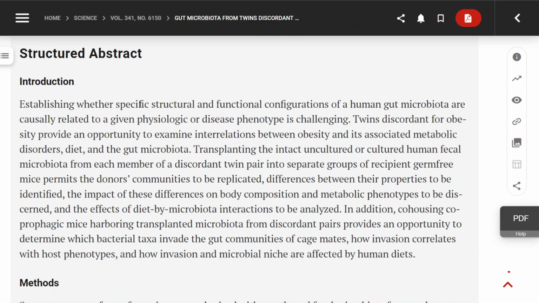What they're saying is that trying to figure out what gut microbiomes do is hard. And so what they're saying is that when you have twins, they're generally very similar in their lifestyle, similar in their genetics, and definitely they're the same age. So they're similar in many other ways, but they're different in obesity. Maybe we can figure out if their gut microbiome has something to do with it. So what they're going to do is take the gut microbiome from these twin pairs and place them into mice, and then they look at what that does to the mice.